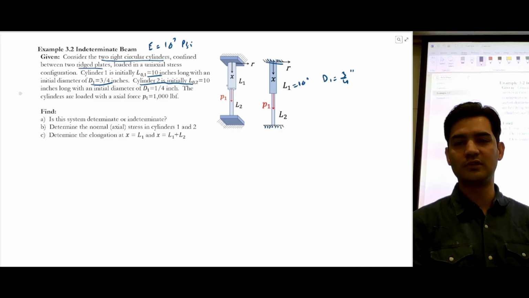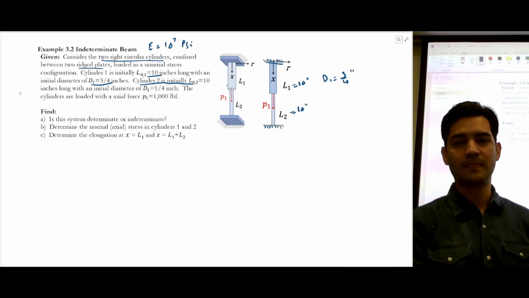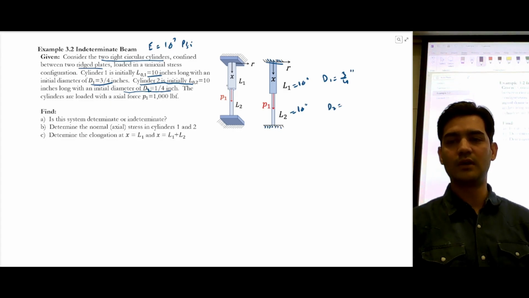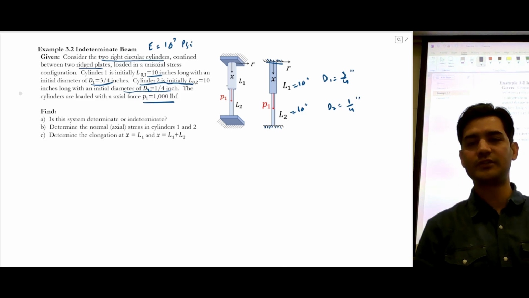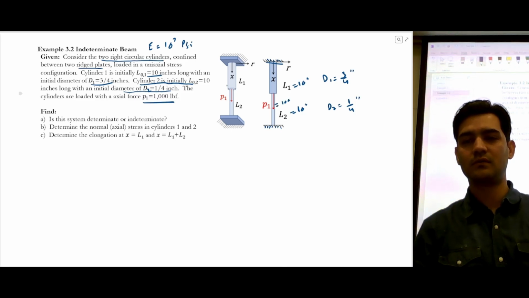Cylinder 2 also has a length of 10 inches and the diameter is D2. D2 is 1 by 4th of an inch. Loading is different, so the force is 1,000 pounds.